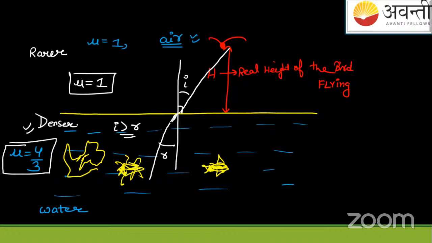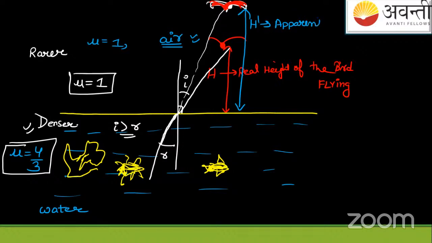So if it bends like this and I extend it back, you can see that the bird will appear here. So the bird's location, which you will see from inside the water, will be like this, suppose at this much height, h dash. And we know this is not the real height. This is greater. That's fine. Initially the apparent height was less than the real height. Here the apparent height is more. But it's not real. This is the apparent height of the bird.